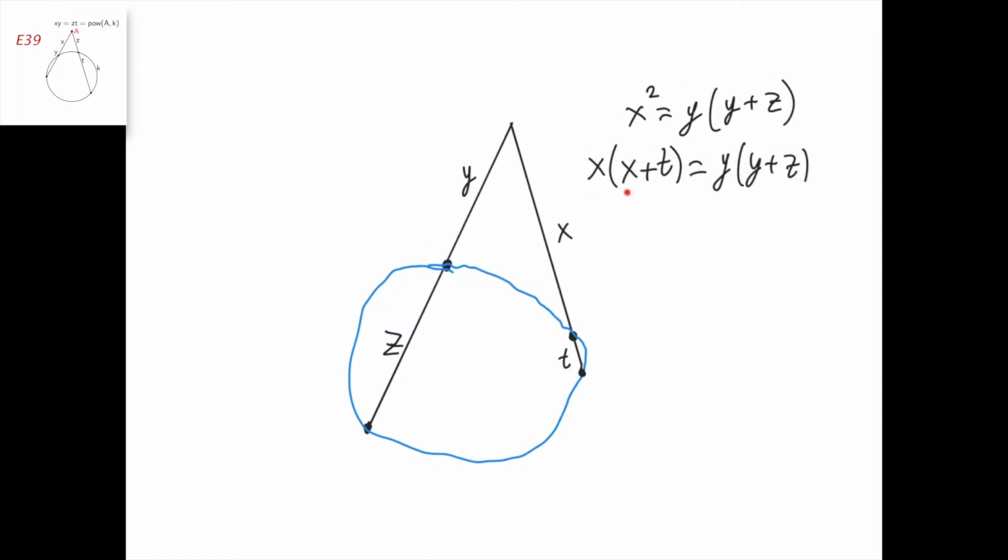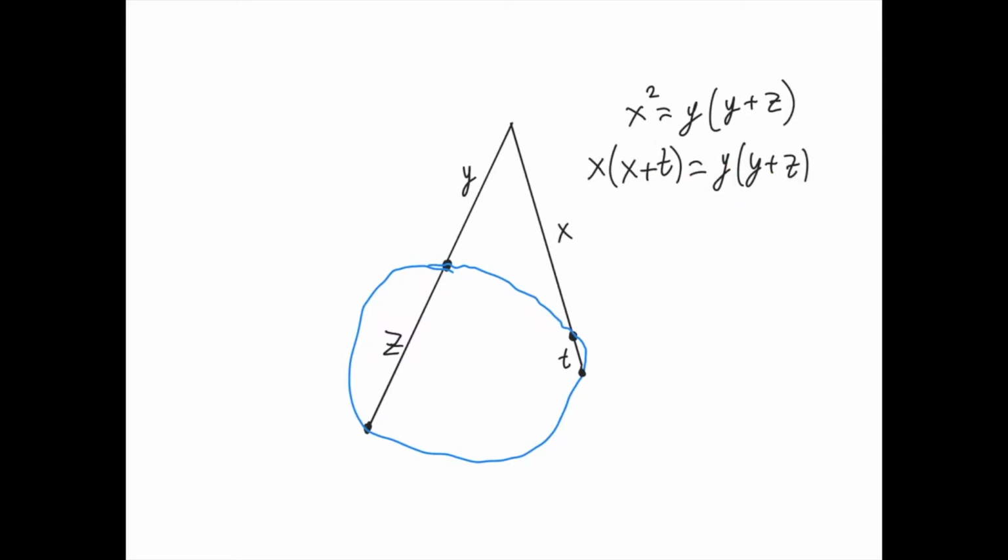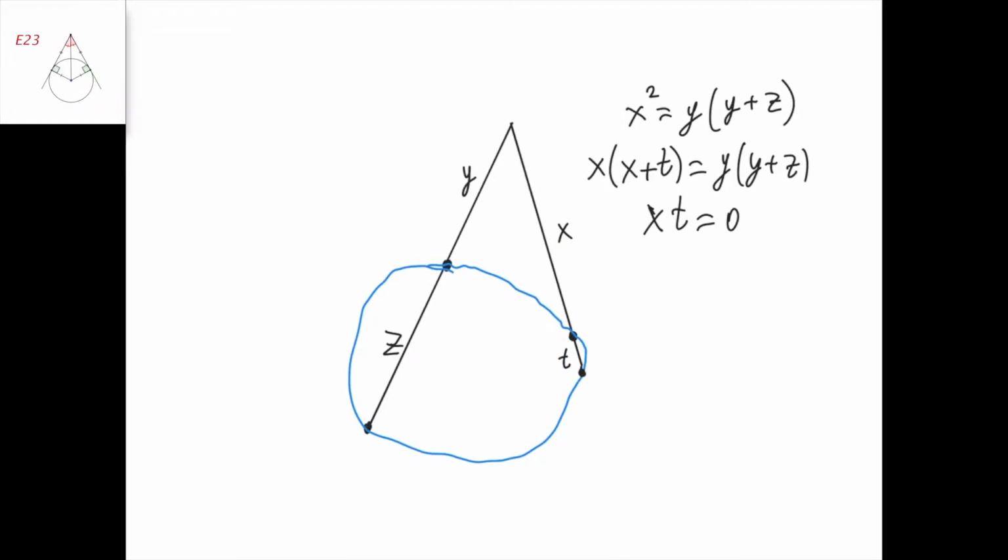we get these two equations, and we can subtract one from the other. So this x squared will cancel out with this x squared, and this y times y plus z will cancel out with this y times y plus z. And the only thing that will remain is x times t. So x times t equals 0, so either x is 0 or t is 0, but x cannot be 0 since that's how we defined x to be some positive length, and therefore t equals 0. And so this circle must be tangent to this line.